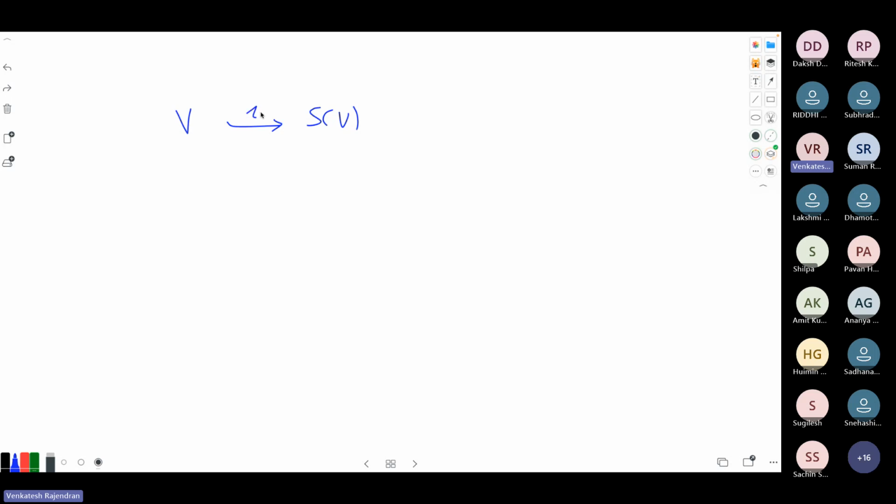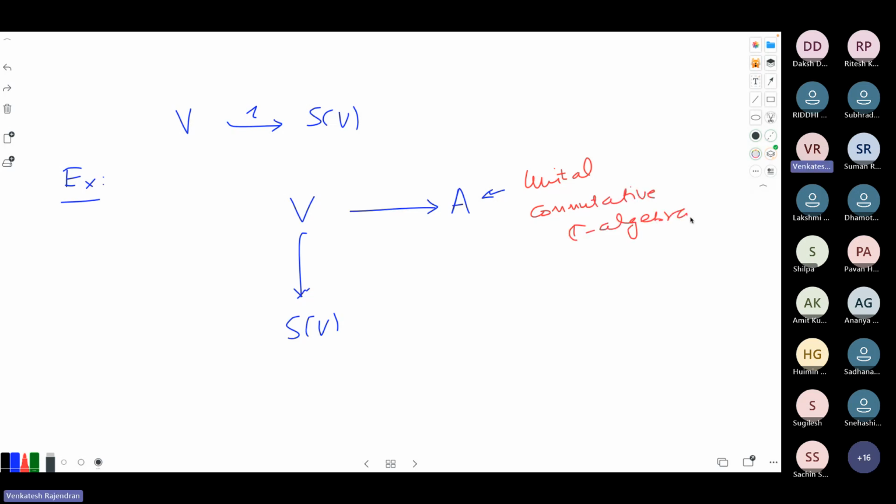Now using this map and the universal property, I will leave it as an exercise again. You have the same diagram. Instead of T(V), you have S(V), and here again A, with a given linear map from V to A, but now A should be a unital commutative C-algebra. Okay, that is the only difference between the tensor algebra and the symmetric algebra.